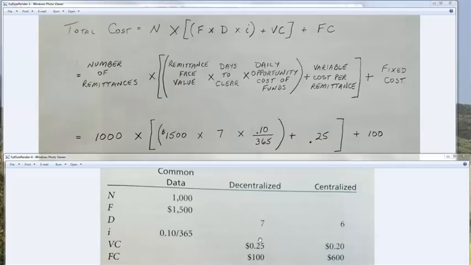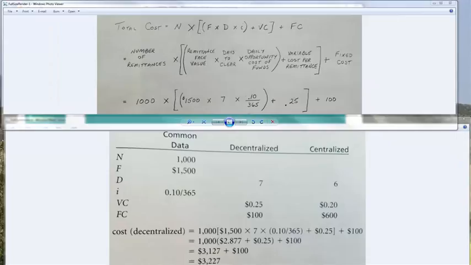And then there's a 25-cent charge for each remittance. We'll add that. That's our last component of the variable piece. And finally, a fixed cost of $100. And now you see I'm showing at the bottom of the screen the author's solution to this formula that I have shown you in my handwriting up above. And this totals up to be $3,227 total cost. And again, this is the sum of the variable and the fixed for the decentralized system.